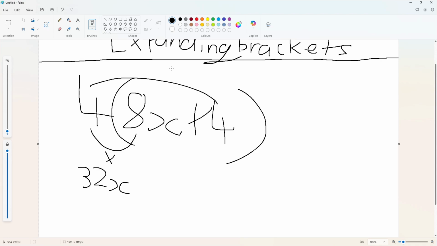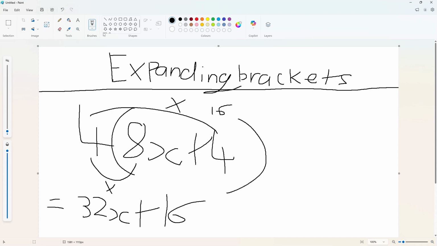So we would do 4 times 4, like how we just did here. Once we times 4 and 4 together, we get 16. And since there is an addition here, it's a plus. So it's positive. So 4 open bracket 8x plus 4 close bracket would equal 32x plus 16.